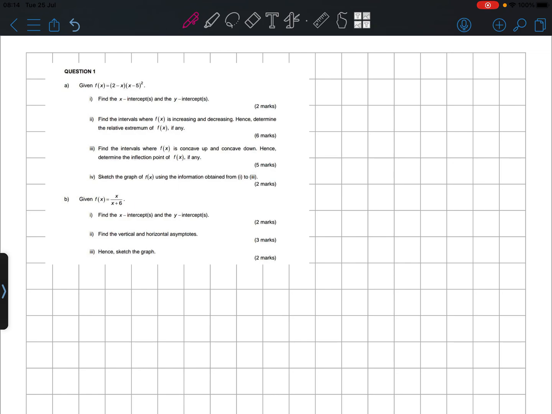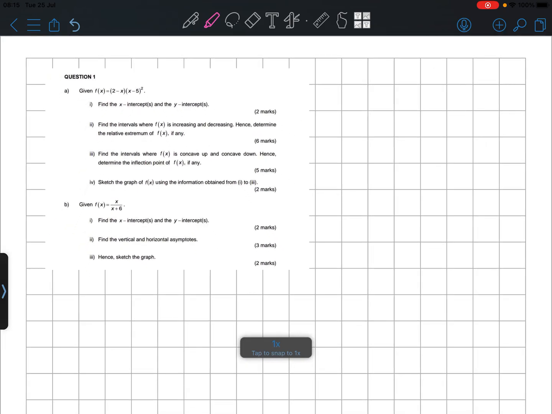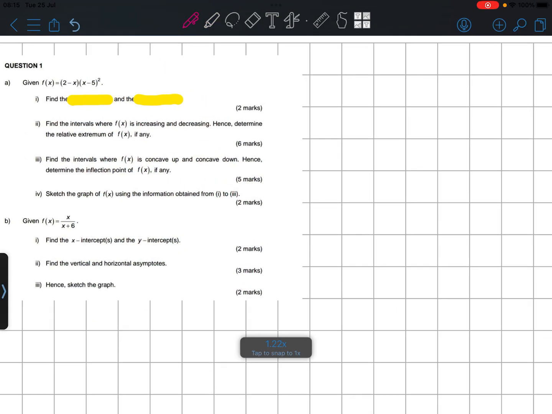Differentiation topic. So this is under application of differentiation. Okay, so we are given the function f(x) equals (2 minus x) times (x minus 5) squared. We need to find the x and y intercept. Okay, so this is quite trivial.